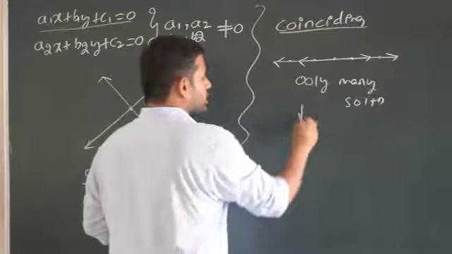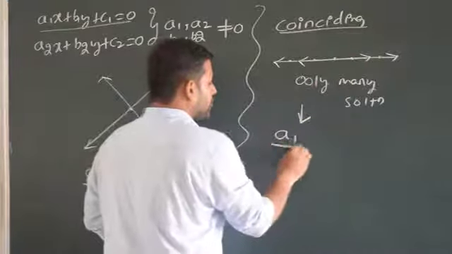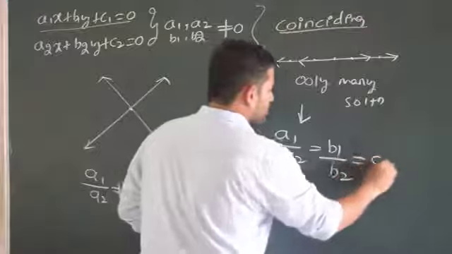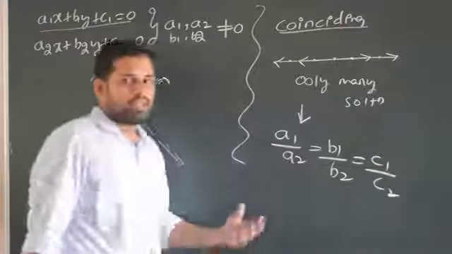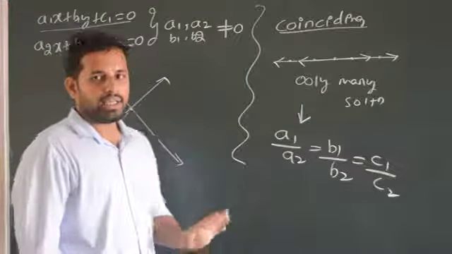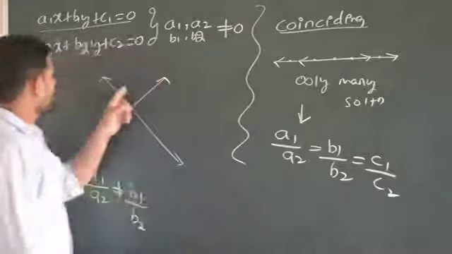Now the condition for this infinitely many solutions or coinciding graphs is a1 by a2 is equal to b1 by b2 is equal to c1 by c2. Did you understand this, my dear children? So if this is the case, then those graphs are going to be coinciding and they will have infinitely many solutions.